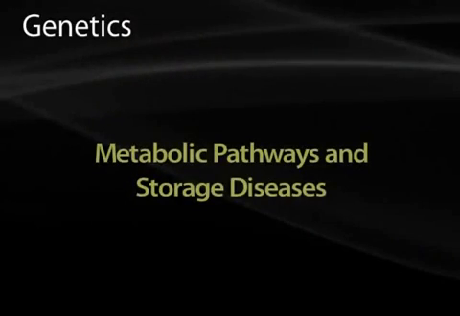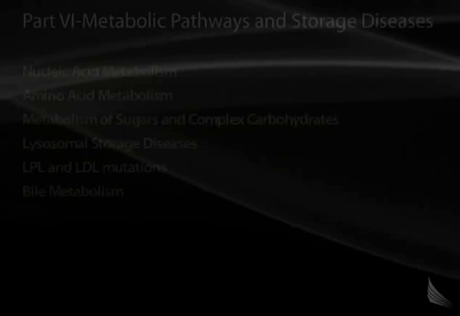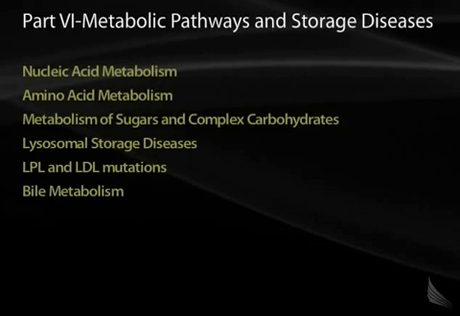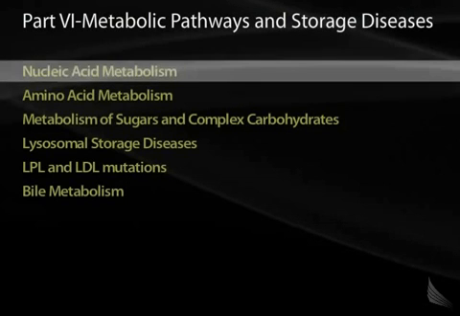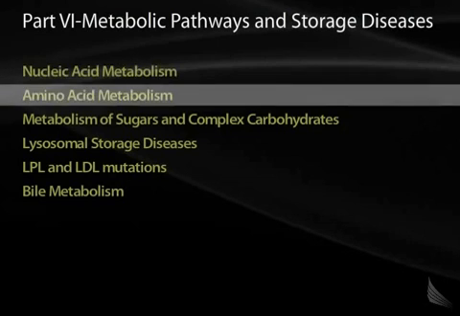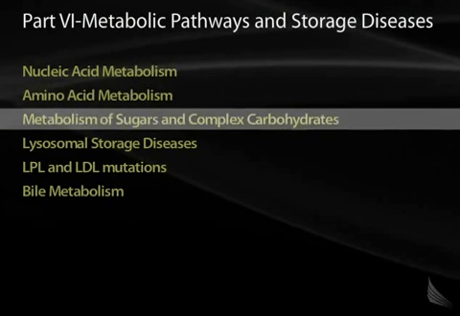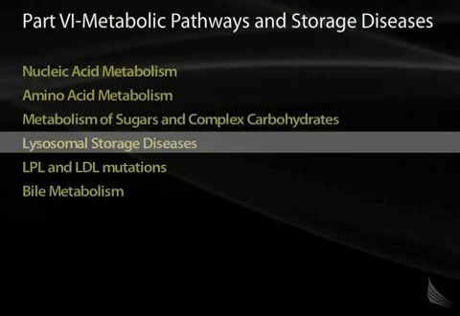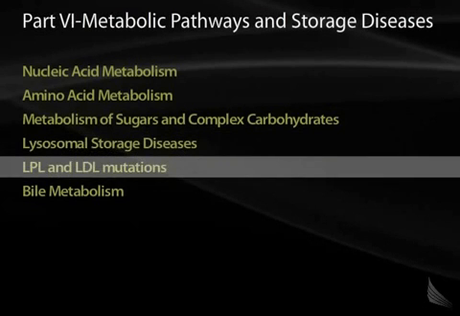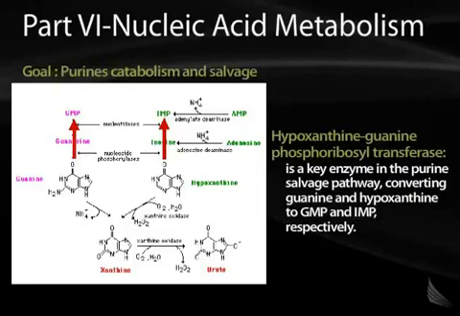In this section, we will discuss the diagnosis and therapy of diseases of metabolic and storage pathways. There are many different pathways that we can discuss as far as genetics are concerned: the nucleic acid metabolism pathway, amino acid metabolism, metabolism of sugars and complex carbohydrates, lysosomal storage diseases, LPL and LDL mutations, and bile metabolism. Let's begin with nucleic acid metabolism.